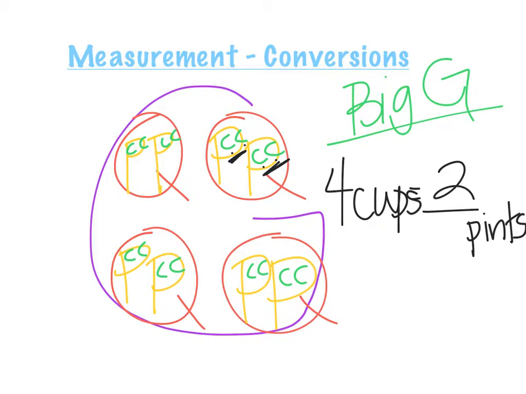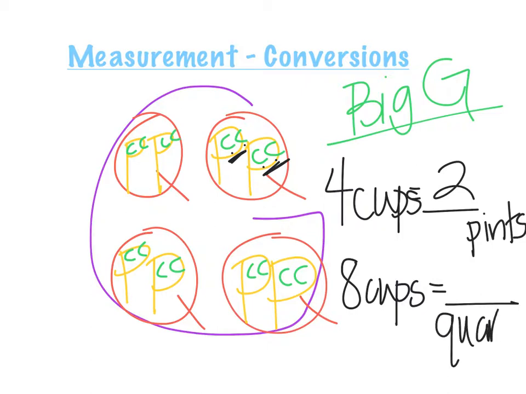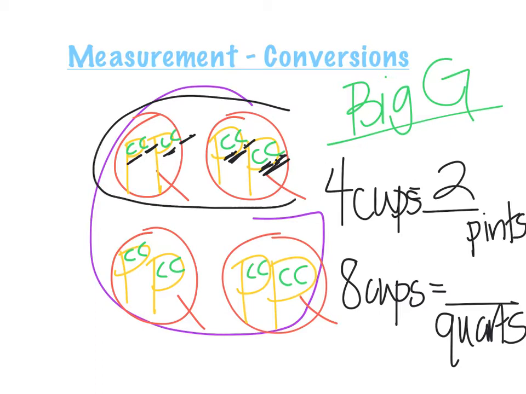So there we go. What if it asked you, let's say you had 8 cups, how many quarts would that be? Let's go back. 8 cups, so I'm going to count 1, 2, 3, 4, 5, 6, 7, 8. Using those 8, how many quarts was that? Good, 2. There are my 2 quarts. 8 cups equals 2 quarts. And I didn't have to do too much conversion. All I had to do was look at my big G. So it helps drawing out your big G.